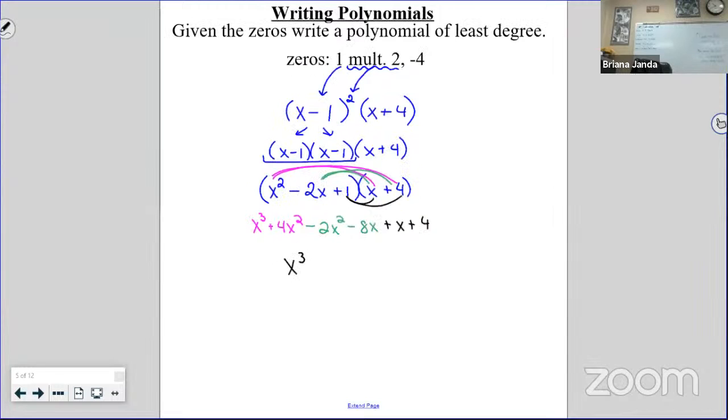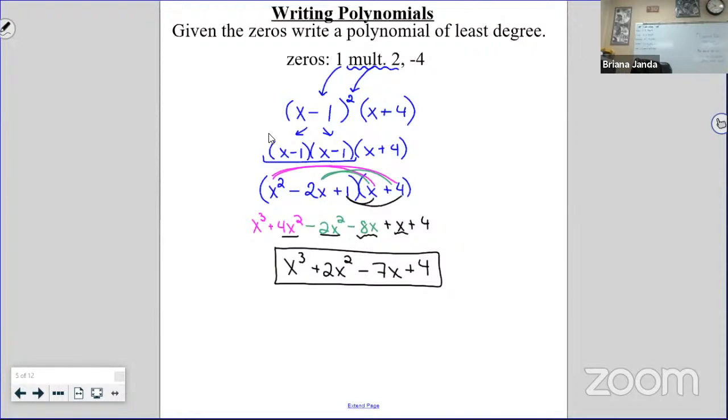We only have one x cubed term, so it's not going to change. I have an x squared here and here. Combine those, that would give me a positive 2x squared. Plain x here and here. Combine those, that would give me a negative 7x, and only one constant, so that will not change. There is your polynomial.